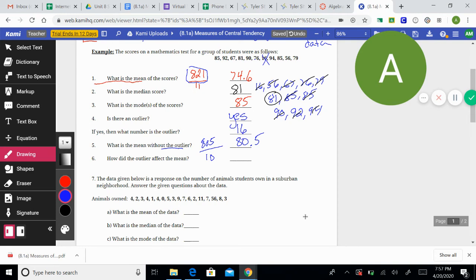So how did the outlier affect the mean? So notice this is our mean without the outlier, and here's our mean with the outlier. How did it affect the mean? Well, it lowered it, right? Lowered the mean by how many? Well, we just have to take 80.5 and subtract 74.6, and that's going to give us 5.9. Okay? So it lowered the mean score by 5.9.